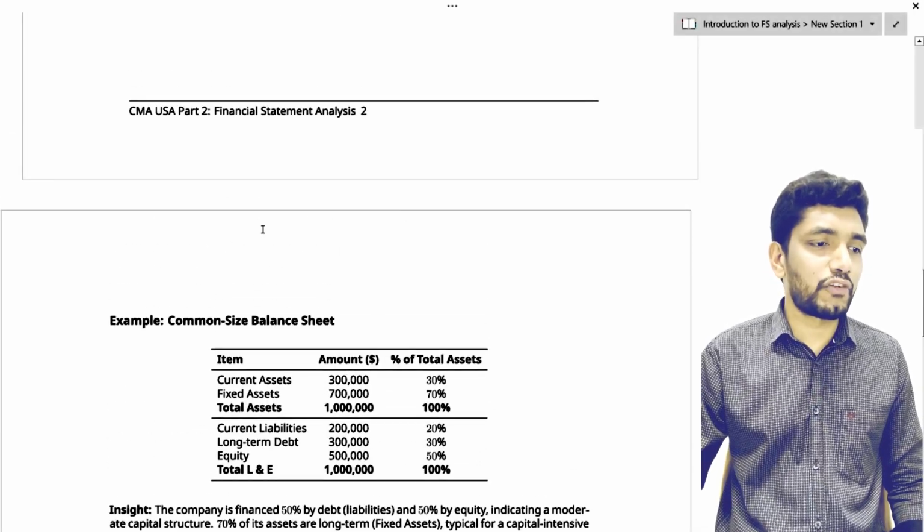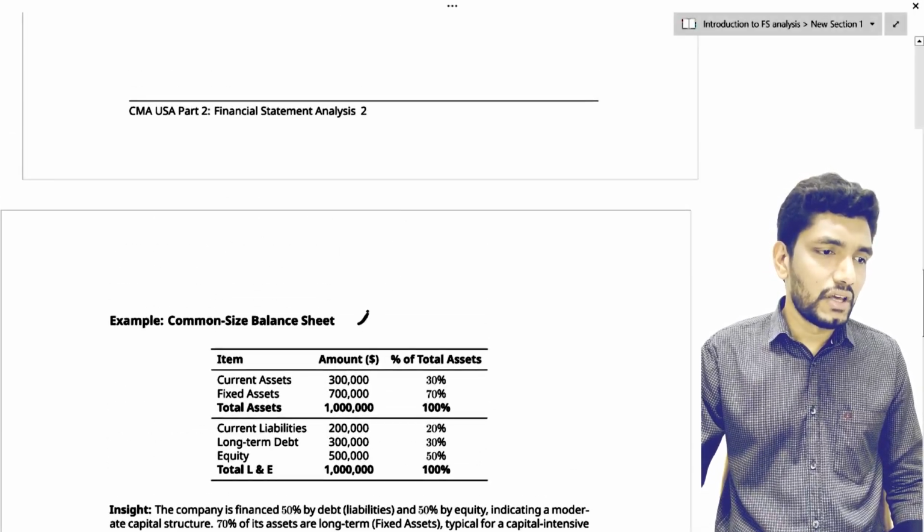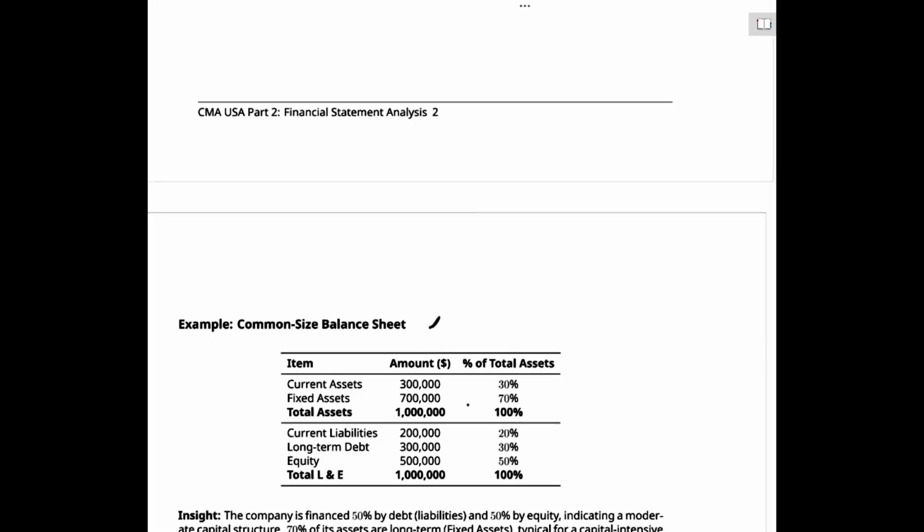So here is an example of a common size balance sheet. You can see the total asset is expressed as 100%, and at the same time the total liabilities and equities are also expressed as 100%. In this case, the current asset is 30% and fixed asset is 70%, and the current liabilities are 20%, long term debt 30%, equity 50%.